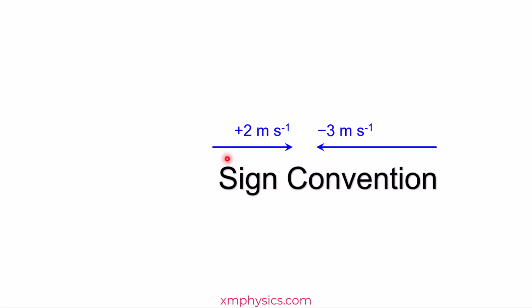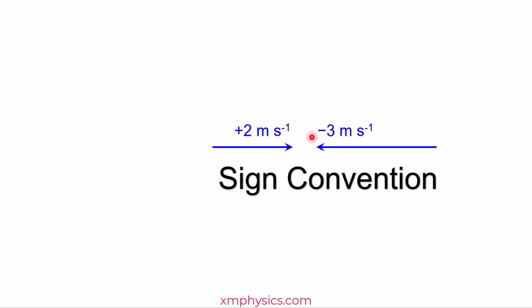So suppose you are moving rightward at the speed of 2 meters per second. If we are using the rightward is positive sign convention, then this rightward velocity is represented with the number positive 2 meters per second. If you are moving leftward in the opposite direction at the speed of 3 meters per second, then using the rightward is positive sign convention, this leftward velocity must be represented by negative 3 meters per second.